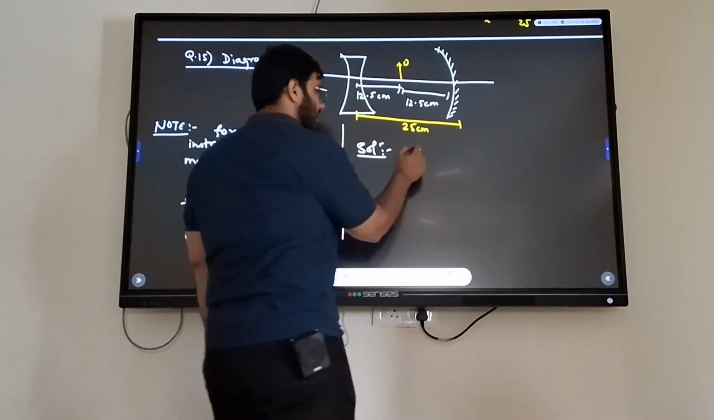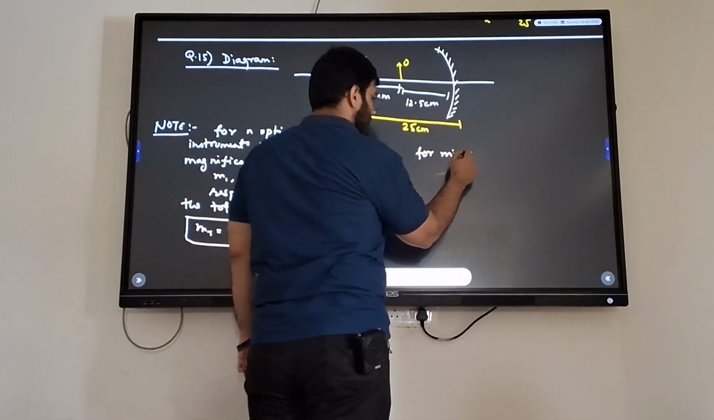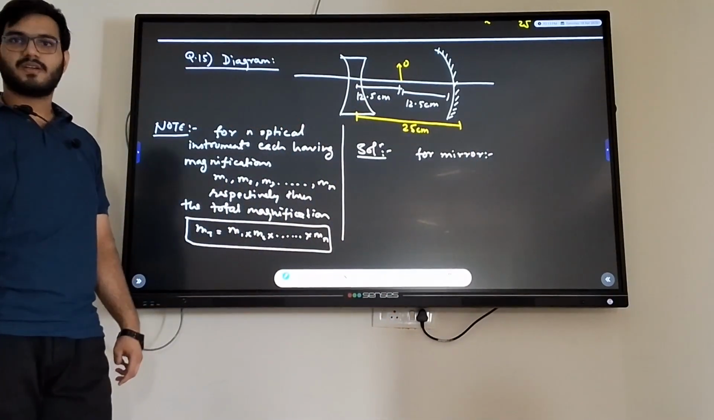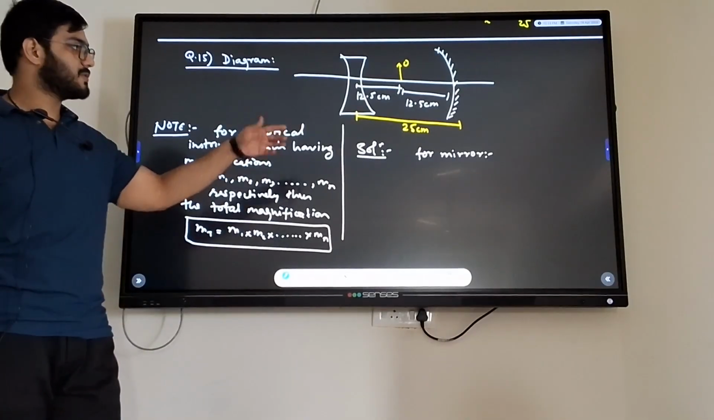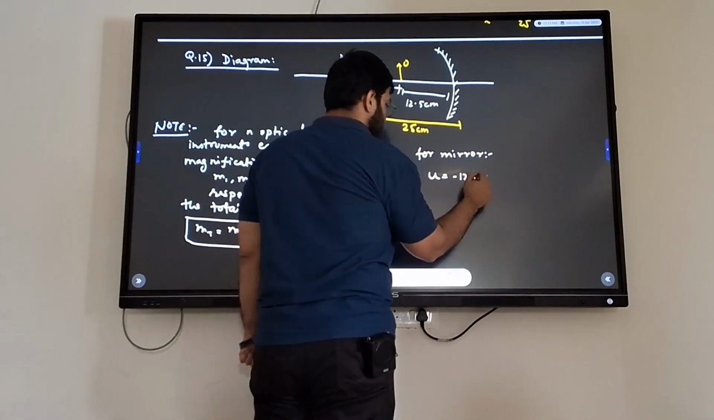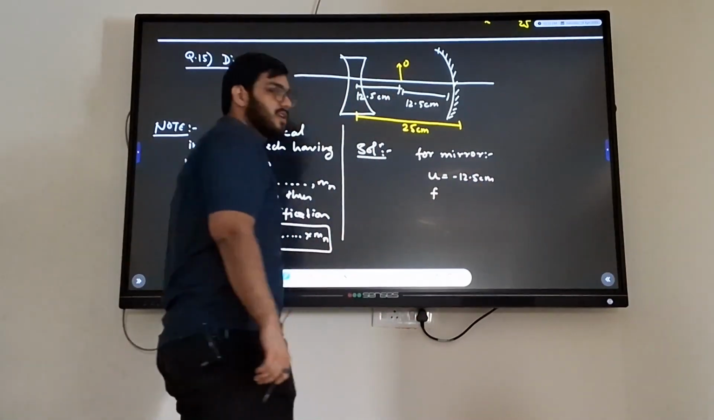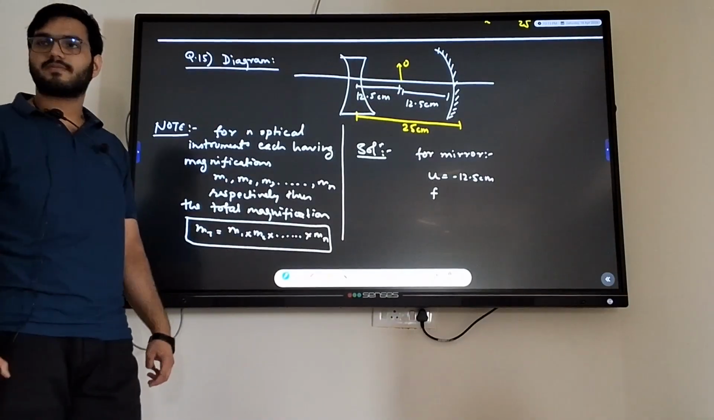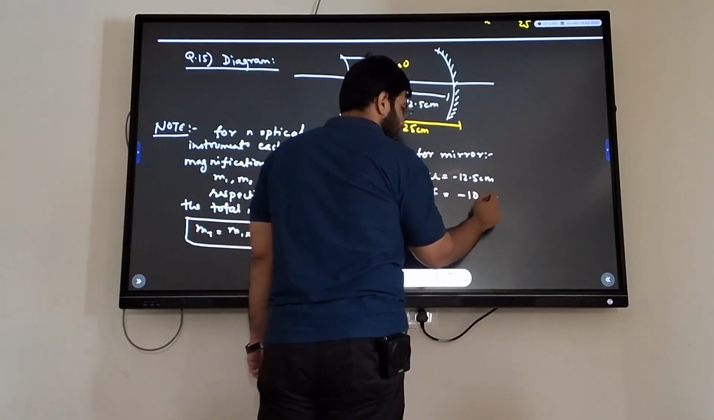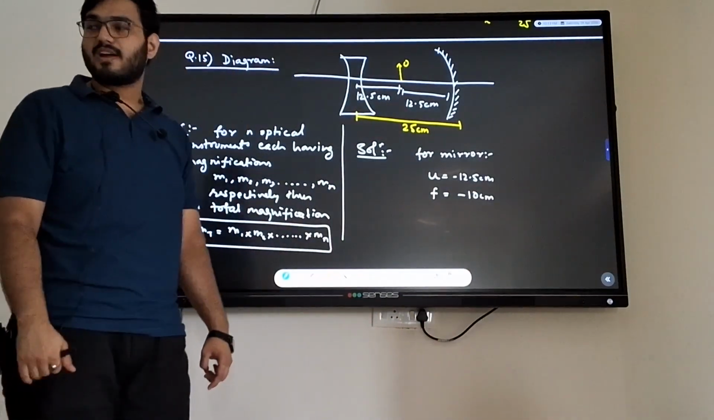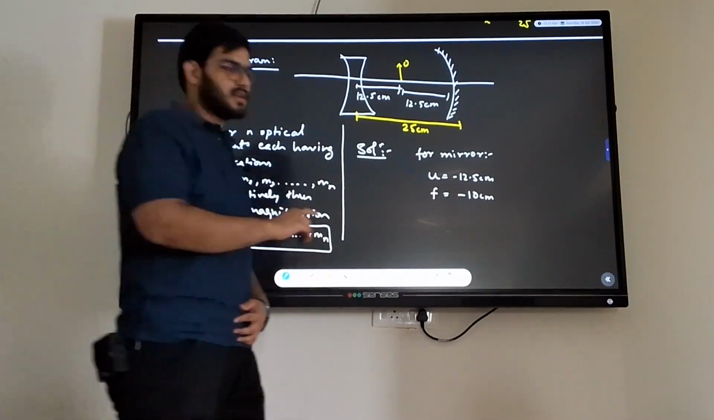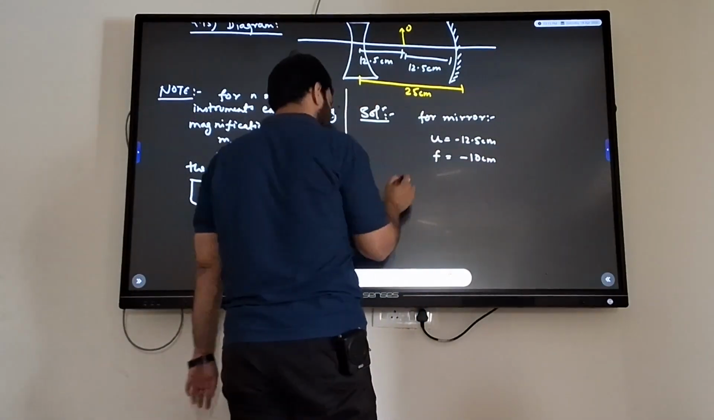For the mirror, can you tell me the object distance? What do we have to find in this question? Where will the final image be formed? So I have to do this step by step using the lens formula and mirror formula. What is U? Minus 12.5. What is F? For a concave mirror, is it positive or negative? Negative. Minus 10. Why? Because the radius of curvature is given to be 20, and for mirrors F equals R by 2. You know this.